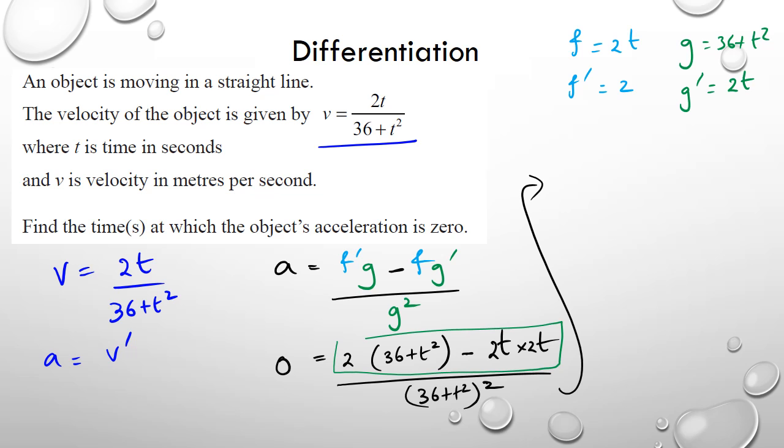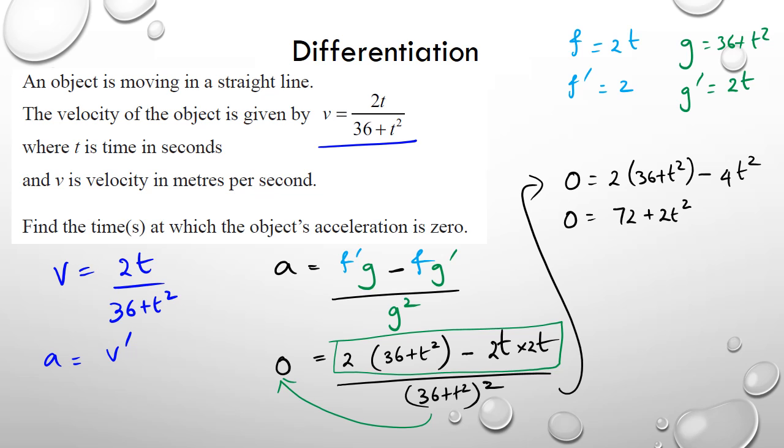So only this part needs to be 0, because when I bring this across to the left-hand side, it becomes 0. So I'm left with 0 equals 2 times (36 plus t squared) minus 4t squared. Simplifying this, I get 72 plus 2t squared minus 4t squared equals 0. So 0 equals 72 minus 2t squared. Rearranging, 2t squared equals 72, t squared equals 36. Therefore, t is equal to plus or minus 6.